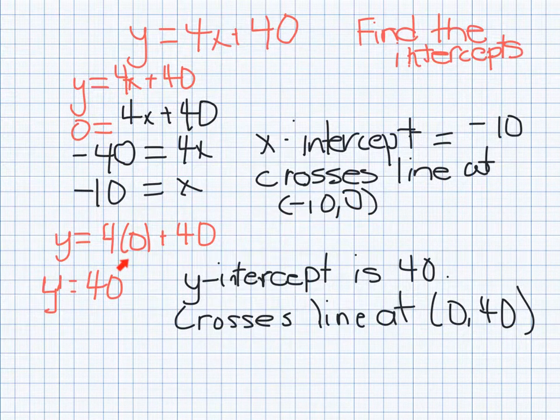Now we're trying to find the y-intercept, so now we make the x 0, so that'd be 4 times 0, which is 0. So we end up simply with y equals 40, and it's going to cross the line at 0 and 40.